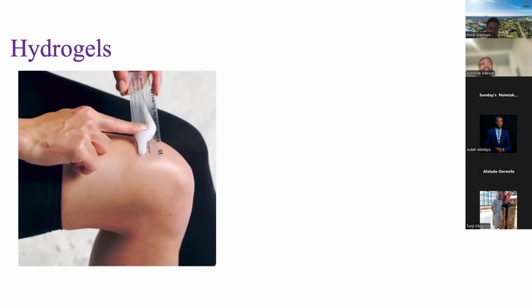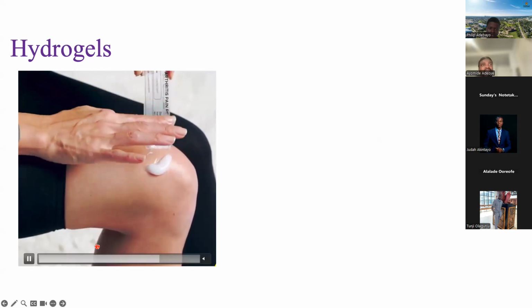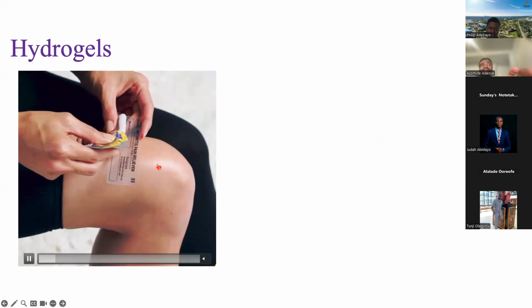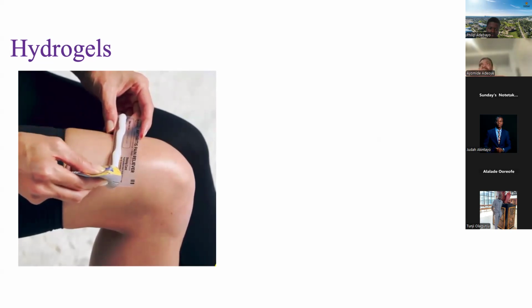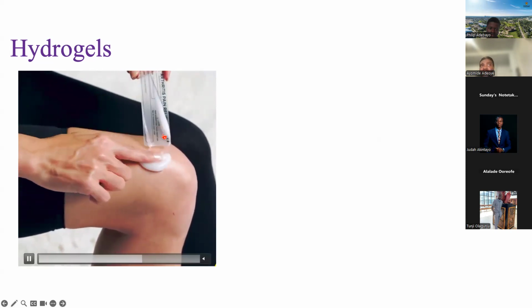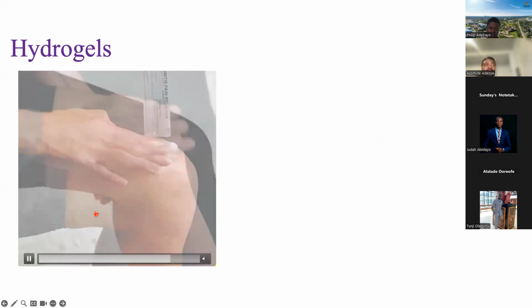Some people use it in the treatment of arthritis, and this is more like a soft hydrogel. You see, when it's applied, it just blends with the skin. So this is an example of a very soft hydrogel, and this is what I'll be talking about.